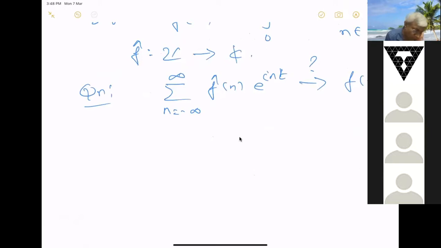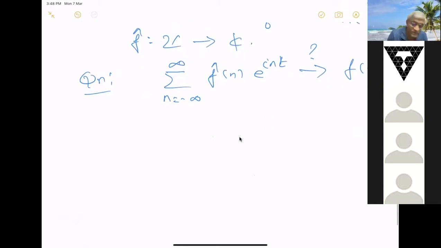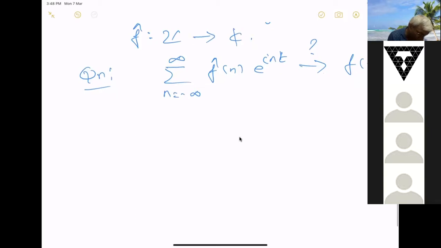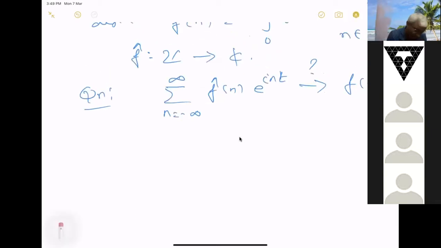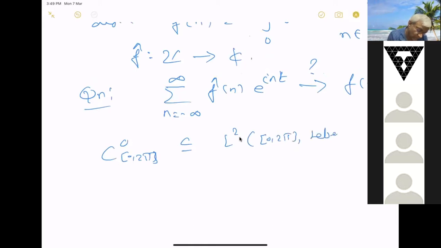Once again, you can see that this convergence happens in L2. If f is a function in L2, of course, it's a continuous function on a bounded interval, so it should be in L2. In fact, this C0 is contained in L2, right? C0 on 0 to 2 pi. These are all bounded functions, and it's a finite measure. So this is contained in L2 of 0 to 2 pi with respect to Lebesgue measure, of course. They call it lambda, and lambda is Lebesgue measure.